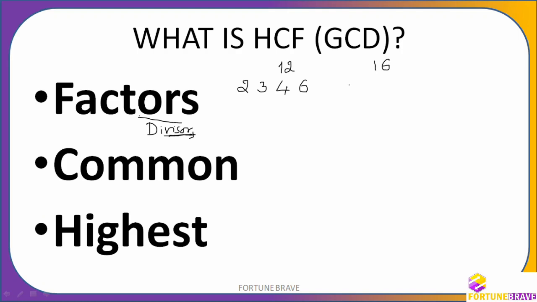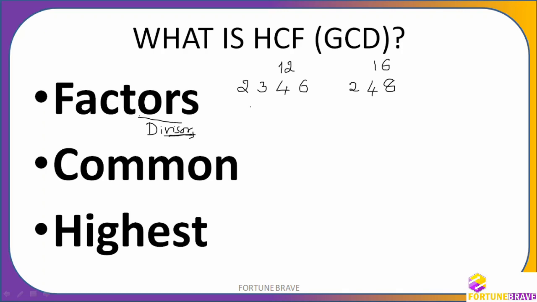So 16, is it divisible by 2? Yes, it is divisible by 2. Is it divisible by 3? No. Is it divisible by 4? Yes. Is it divisible by 6? Not possible. But it is divisible by 8 as well. So 2, 4 and 8 are the factors of 16, and 2, 3, 4, 6 are the factors of 12.